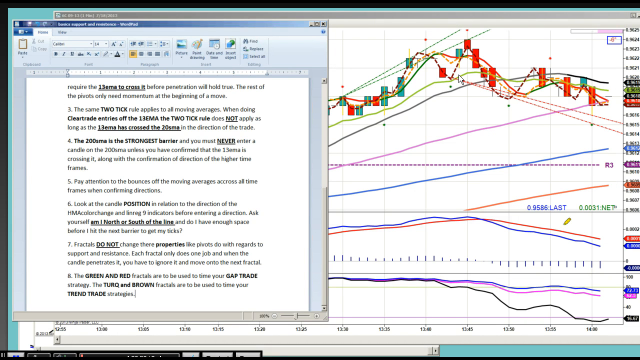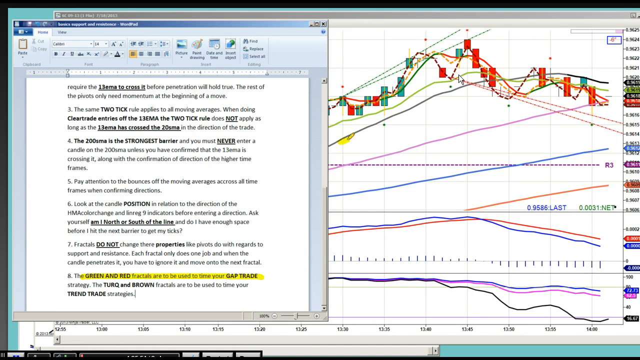Pivots are levels in the market. The market has to show up at that level for it to be treated as resistance and support. Fractals follow along so you can navigate your way much better and time your entries. So let's do this. The green and the red fractals are strictly to be used for your gap trade.